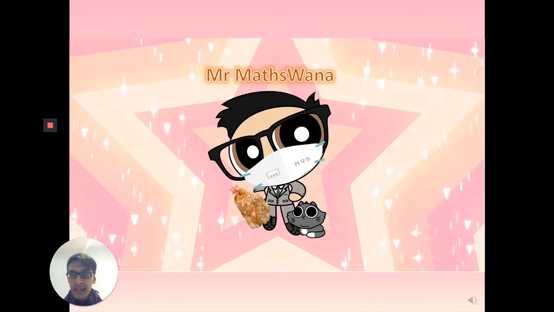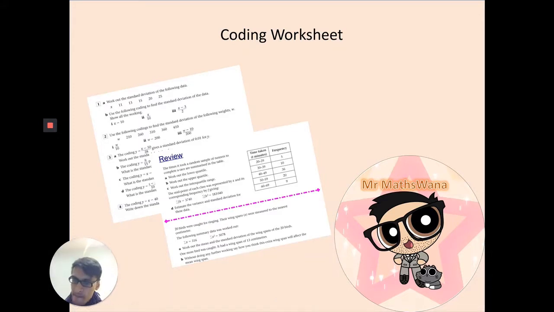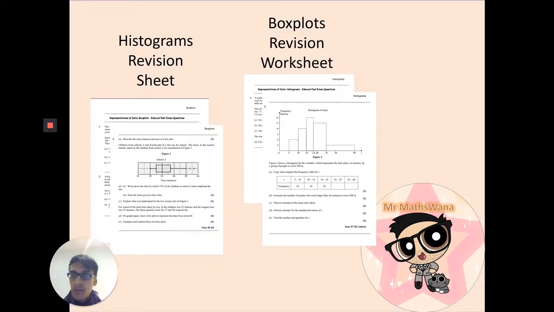Right guys, so that is coding done. And now I'm going to show you a few things that you're going to be expected to do along with that. So this is the worksheet that I just talked about. So I think there's about 7 questions plus a review sheet. This PDF is on Google Classroom along with a few other PDFs. There's special content just for you guys. There is a histograms revision sheet. I've mislabeled these the wrong way around. Obviously that's a box plot on the left, not a histogram, but I'm not going to re-record this. So histograms revision sheet and box plots revision sheet with the full solutions so that you can mark your work as you go through this.